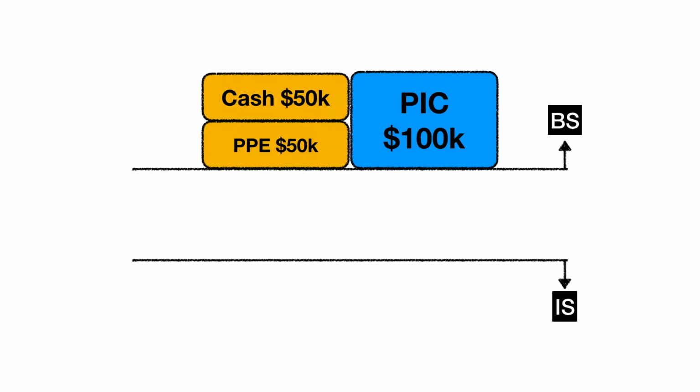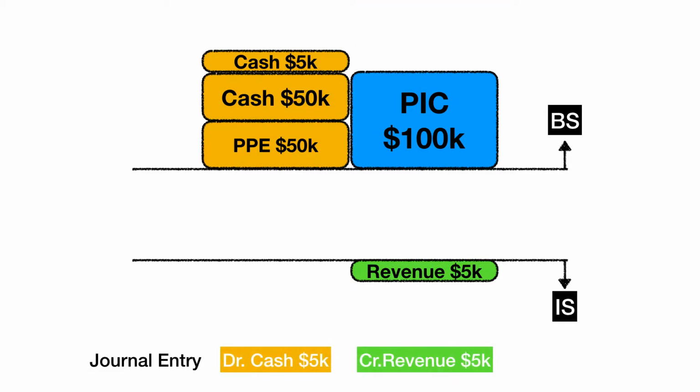financial statements. The first thing that happens when a company makes revenue and receives cash is that revenue is booked in the income statement. At the same time, the same amount of cash is booked as an asset. So the transaction is debit cash $5,000, credit revenue $5,000.